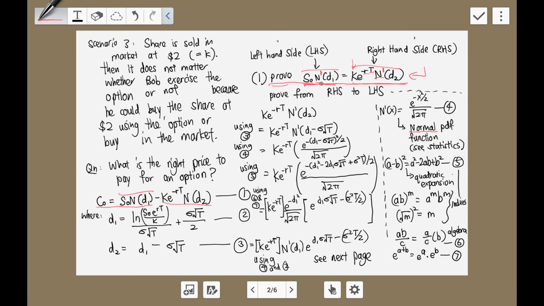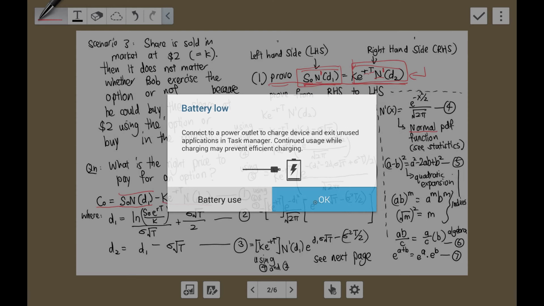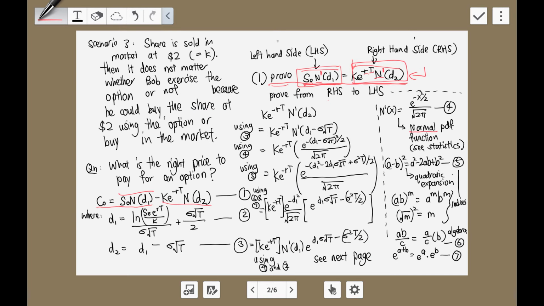So now I'm going to prove this. I'm going to prove from the right hand side to the left hand side. That means I'm going to start from here to arrive at here to show that they are equal, and answer the question from the tutorial. So the first thing that I'm going to do is Ke^(-rT), the right hand side of here. I'm going to change it.